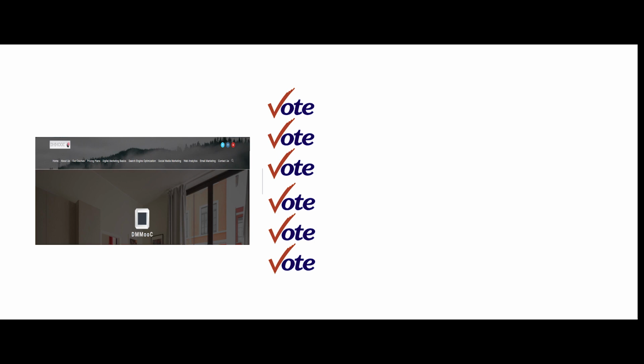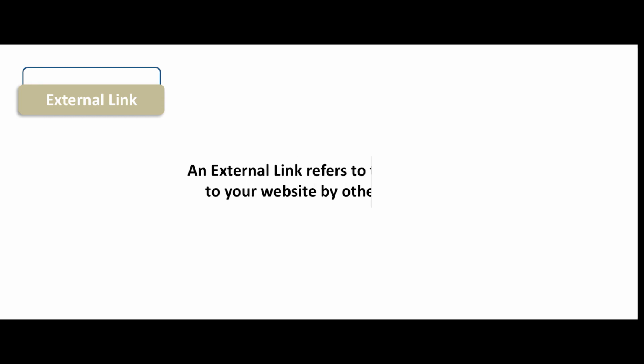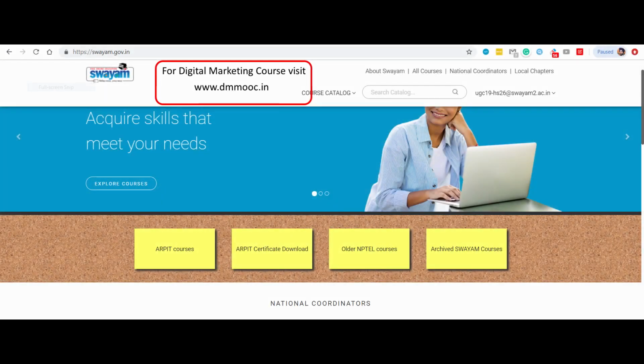Actually, when you have a higher number of links from other websites, this is an indication to the web crawlers that your website is important. That is why others are linking to your website. What is an external link? An external link refers to a link given to your website by other websites. For example, if the link of my website is hosted on the Swayam website, it is an example of external linking. The entire focus of the link building process is securing a link for your website from other websites.